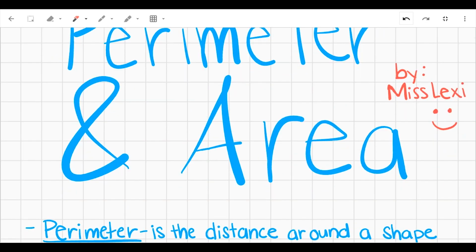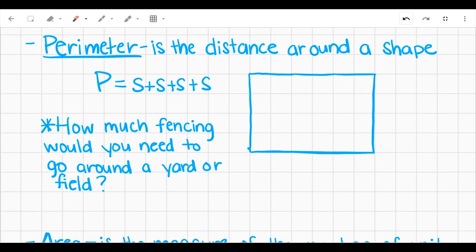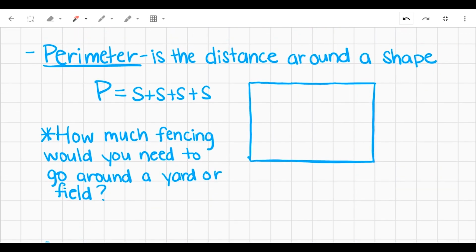So to start, let's talk about what perimeter is. Perimeter is the distance around a shape. We usually use the formula P equals side plus side plus side plus side, where P is the perimeter. So what we want to think is, how much fencing would you need to go around a yard or a field? So we have an example here.